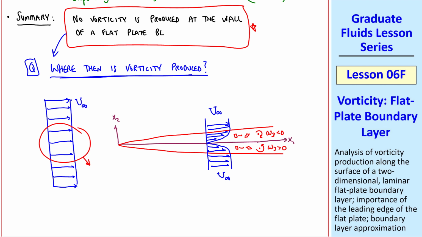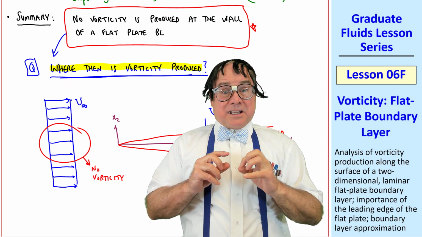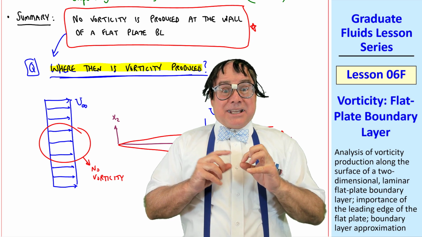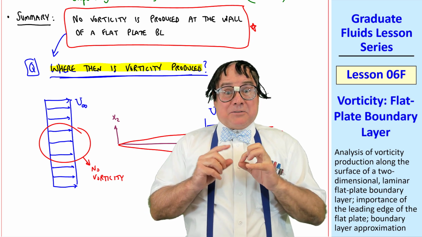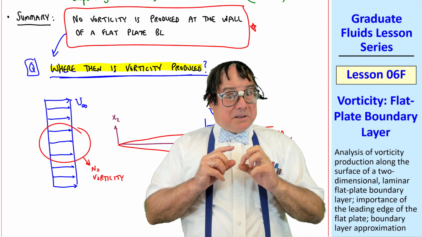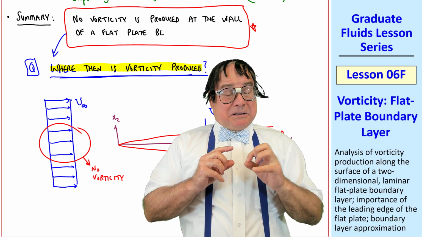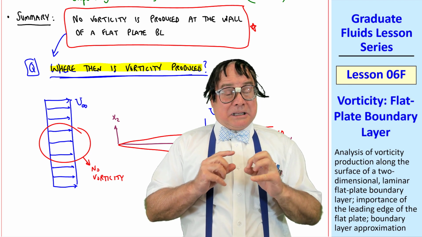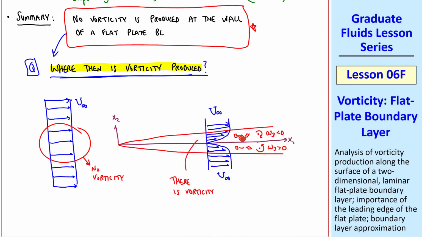There's no vorticity here, but there is vorticity here in the boundary layer. Yet we said that no vorticity is produced at the wall. So again, we ask, where then is this vorticity produced? Is there some kind of a bound vortex like you showed us for the case of the airfoil? No, there's no bound vortex or starting vortex here, because there's no lift. In fact, all the circulation at the top cancels that at the bottom.